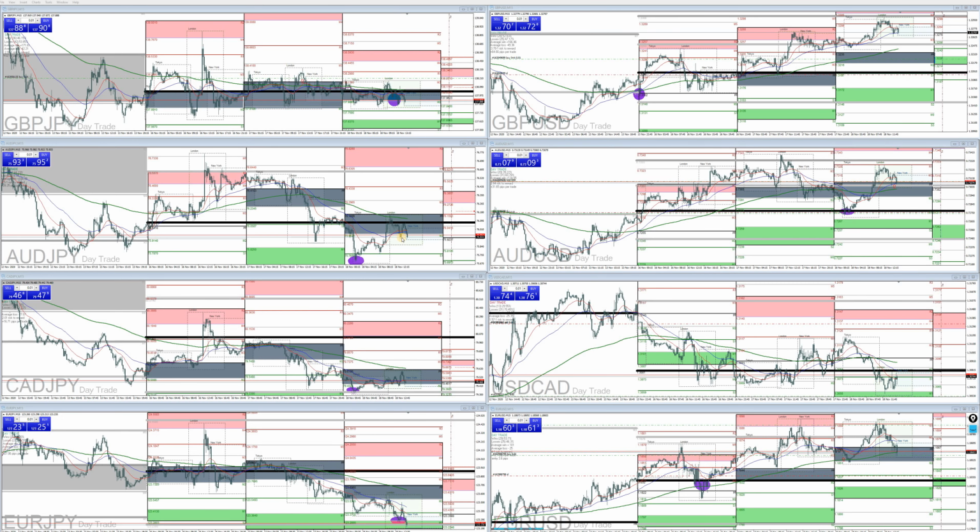Looks like all the yens are peeling off. The Australian yen's peeling off central pivot. Pound yen's peeling off central pivot. No reaction yet from the CAD yen. Still in a bearish posture, however, possible bounce off the weekly M2. And more of like a dead cat bounce so far off the euro yen weekly M2.